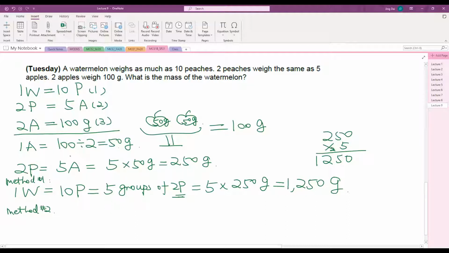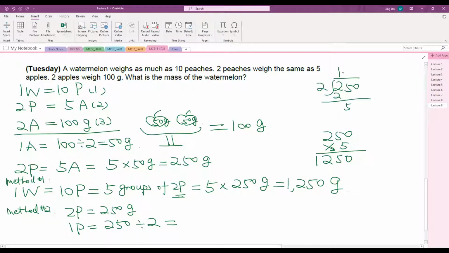And then from here, we said 2 peaches is 5 apples, then that would be 250 gram. So let me write it here. 2 peaches would be 250 gram. So I can also say 1 peach then is 250 divided by 2. That would give me what? 250 divided by 2. There's 1. There's 2 2s in 5. There's 5 2s in 10. So that's 125 grams. That's for 1 peach.